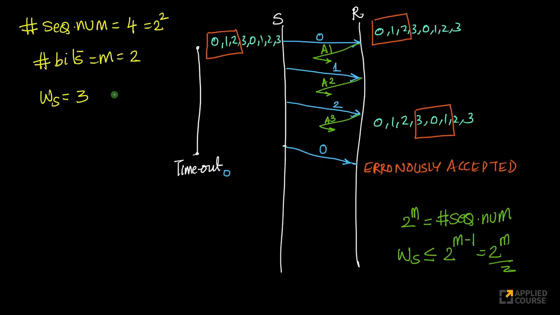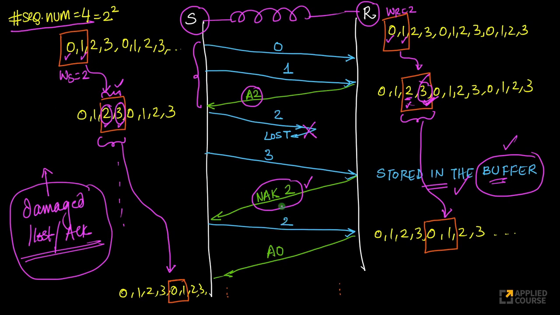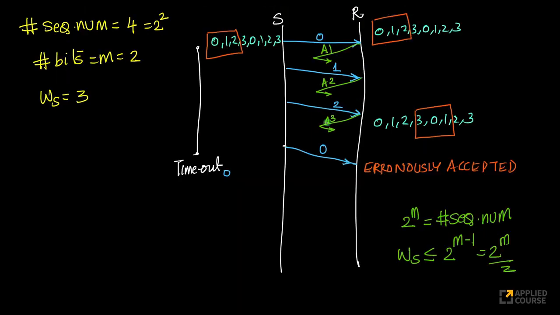Now let's look at this. Let's take a slightly different take on this. Let's take the case, what happens if your acknowledgements are being lost? So here also, let's take a very interesting example. Let's assume the number of sequence numbers I have is 4.